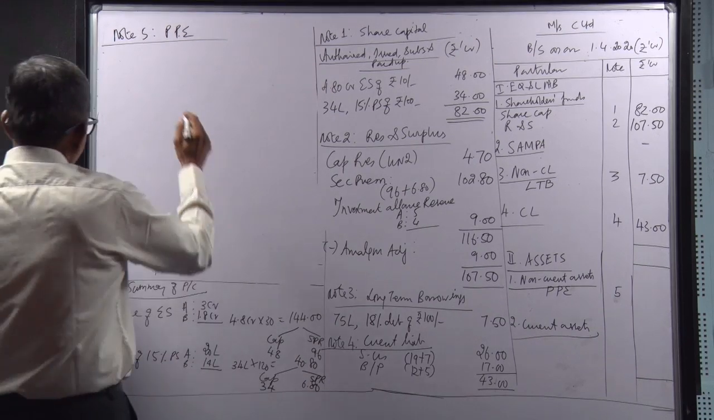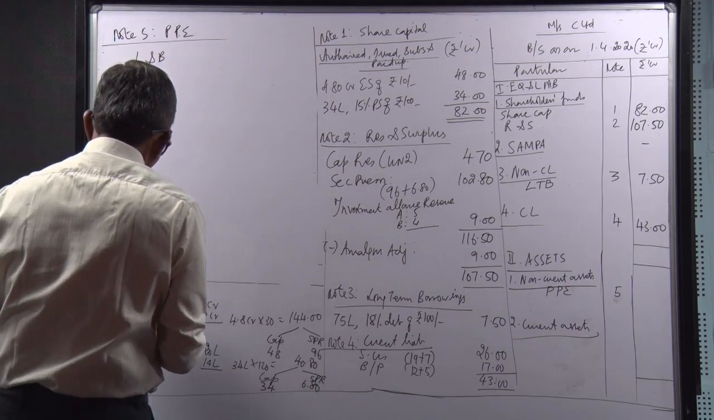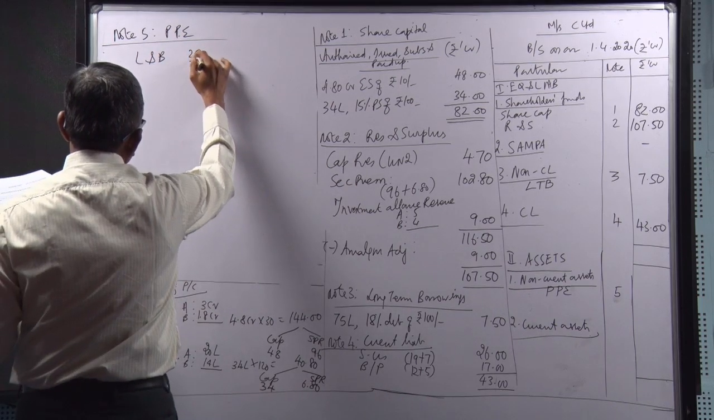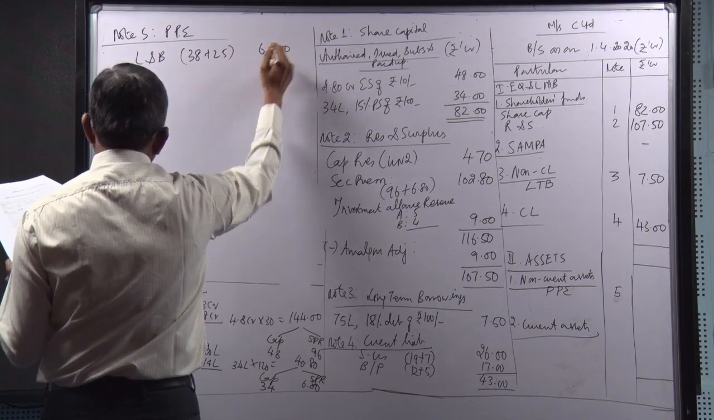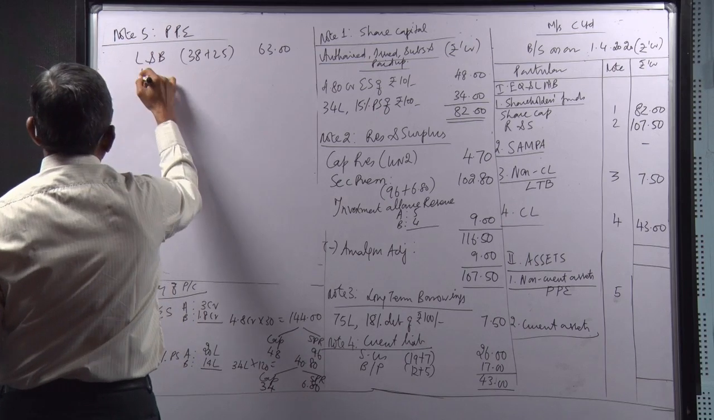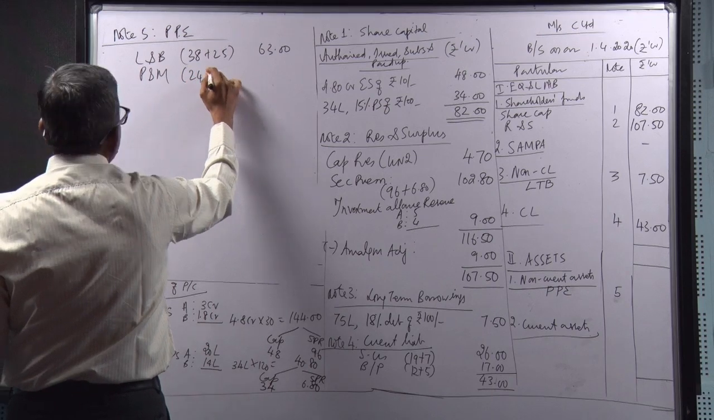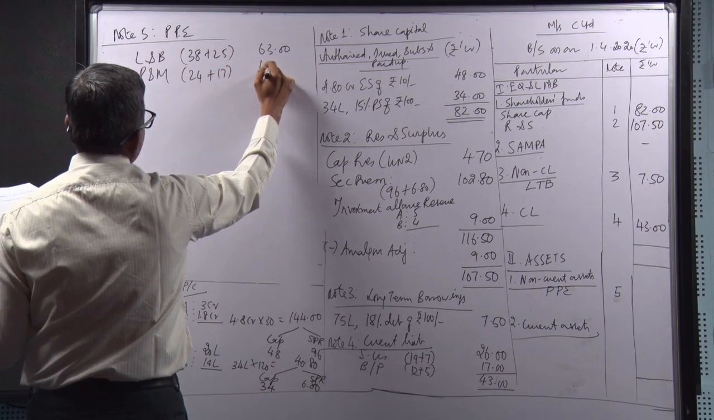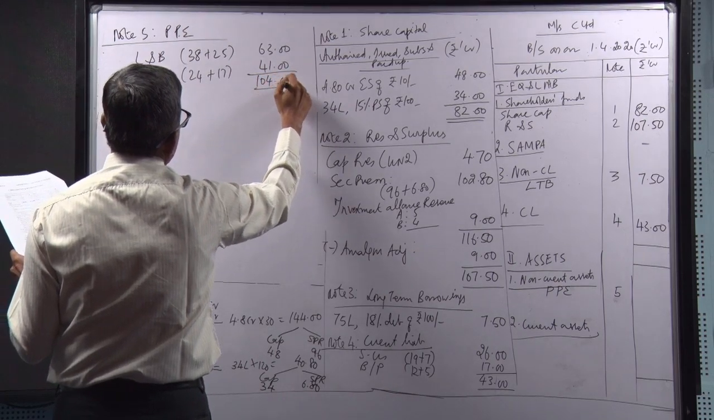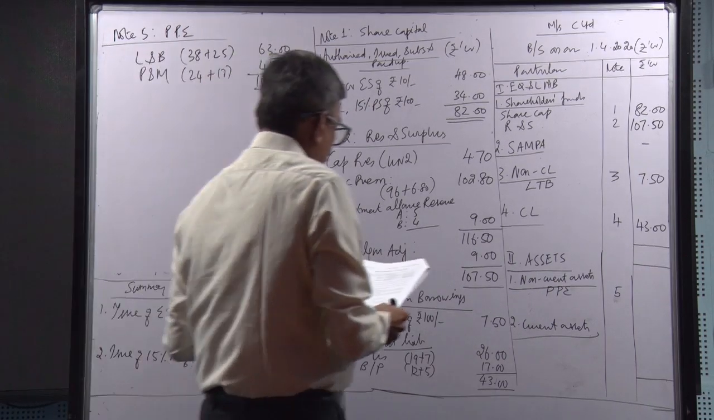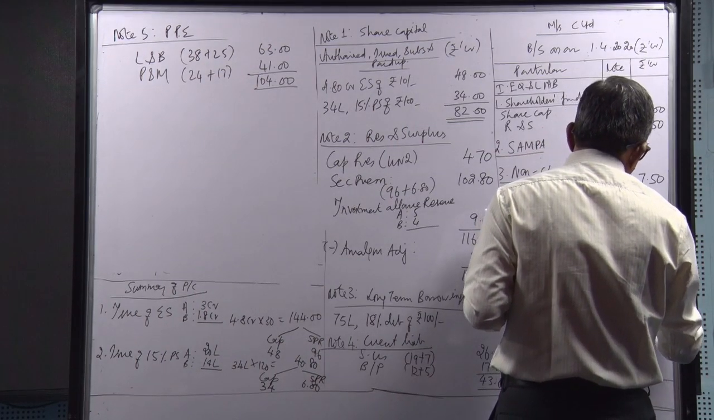Land and building, 38 for A and 25 for B, that is 63 crores. Plant and machinery, 24 from A, 17 from B, that is 41, so total 104. So that will be shown against PPE, 104 crores.